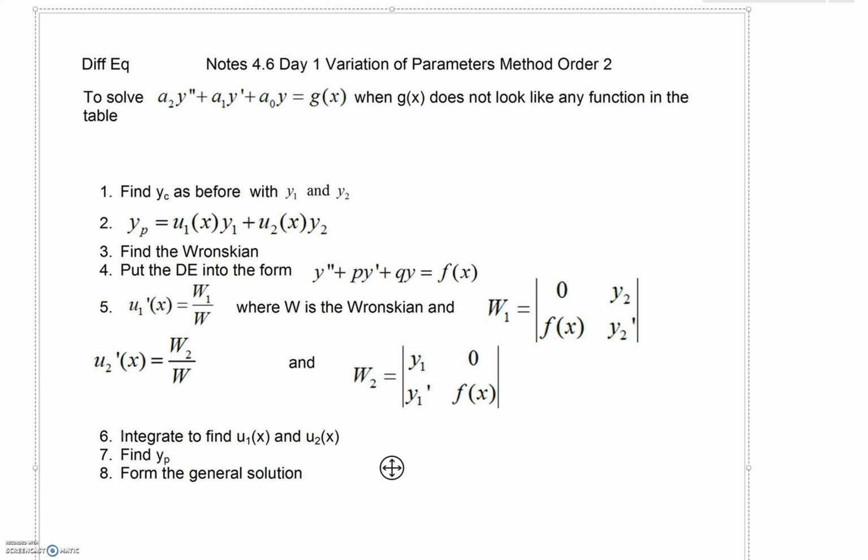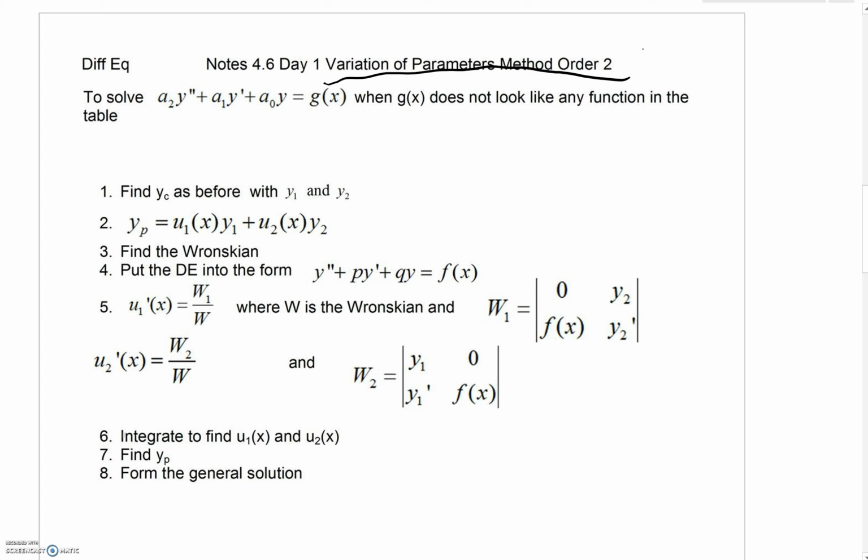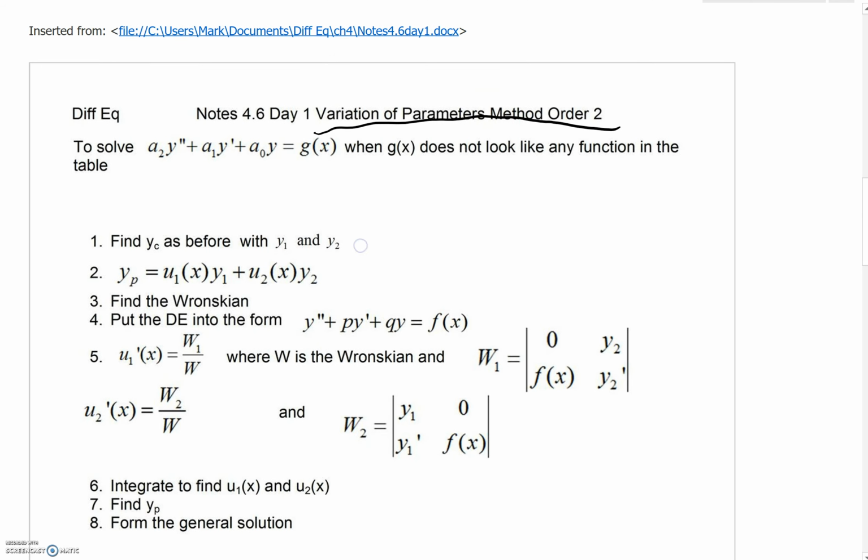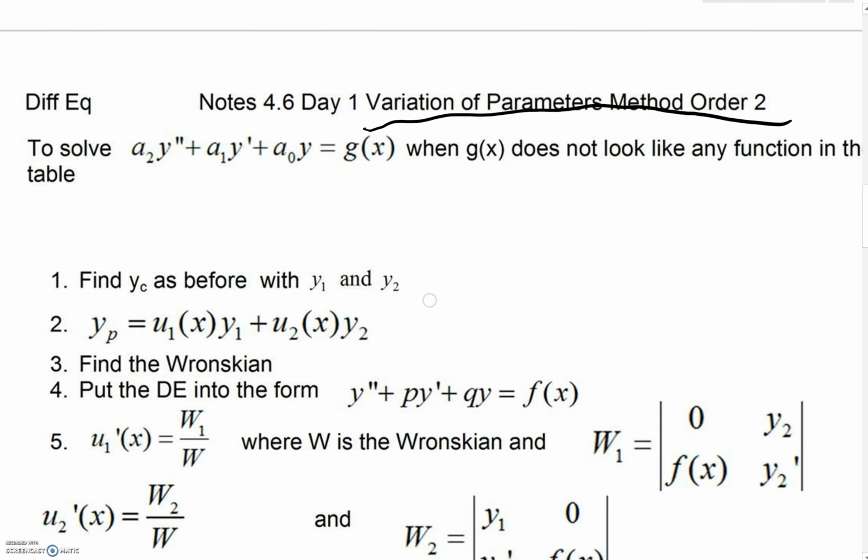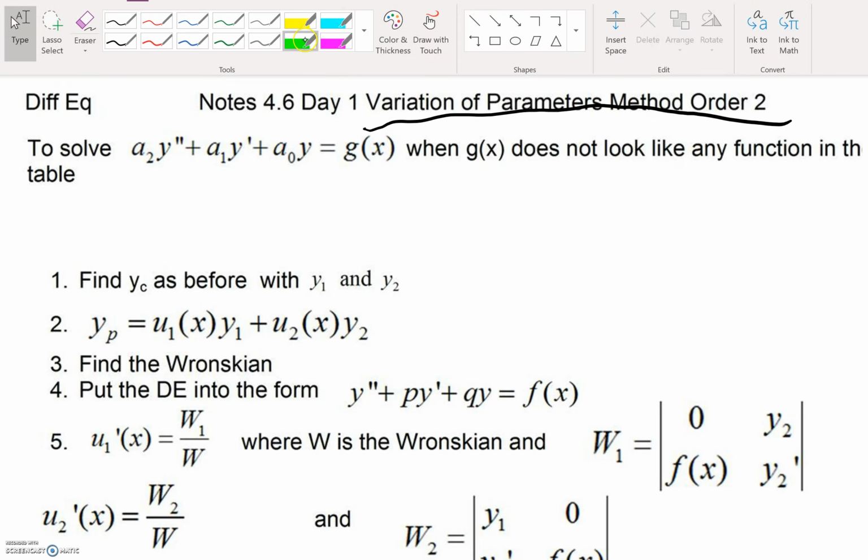Differential equations, we're now in section 4.6, day 1. We're going to solve linear non-homogeneous differential equations with a new method. It's called the variation of parameters method, and it's for order 2, for a second derivative in your differential equation. So let's just say that we're going to solve a differential equation that looks something like so.